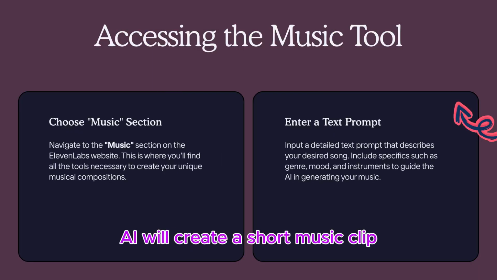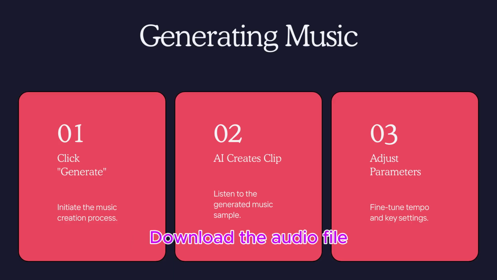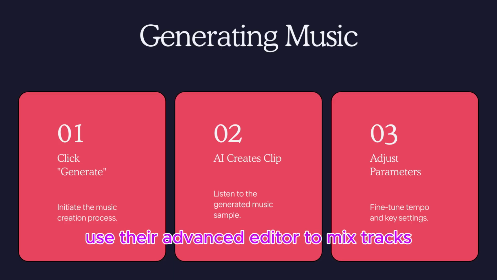Click Generate. The AI will create a short music clip. You can adjust parameters like tempo and key. Download the audio file. For more control, use their advanced editor to mix tracks.